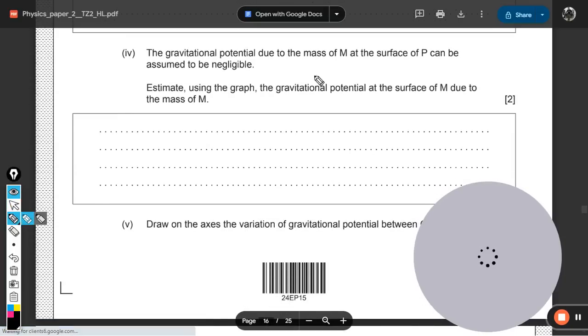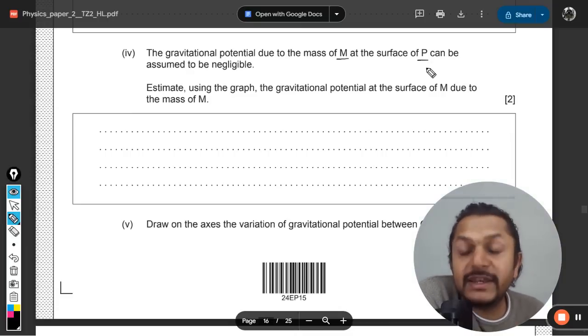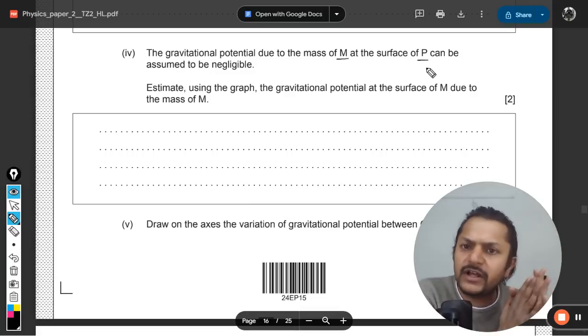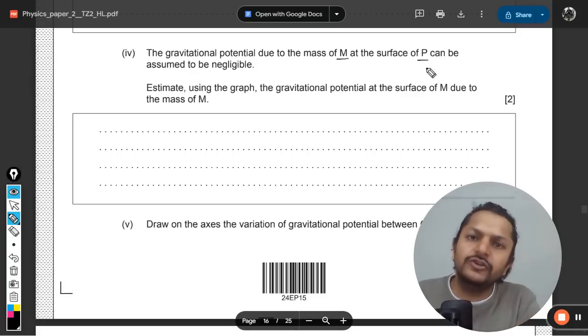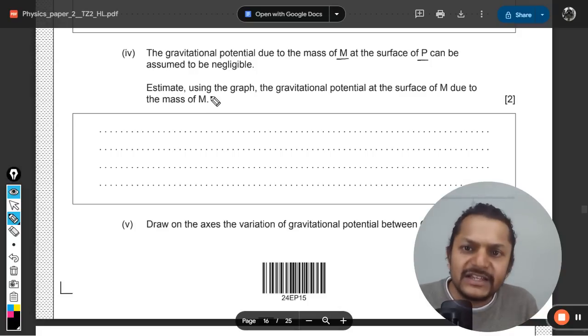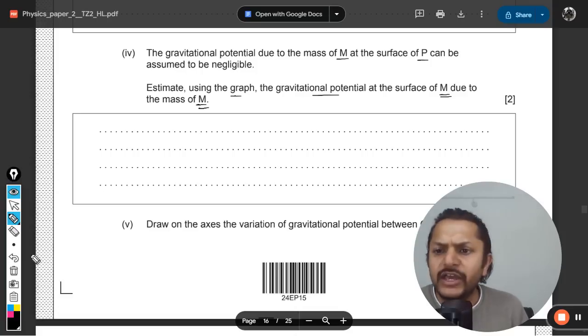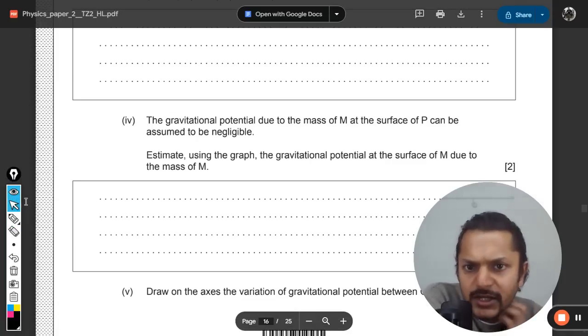The gravitational potential due to the mass m at the surface of the planet P can be assumed to be negligible. So there is no effect of the moon there. This is what we will assume. But it is not actually like that, but we will assume it because it is given in the question. Estimate using the graph the gravitational potential at the surface of the moon due to the mass of the moon. Okay, so estimating it with the help of the graph.